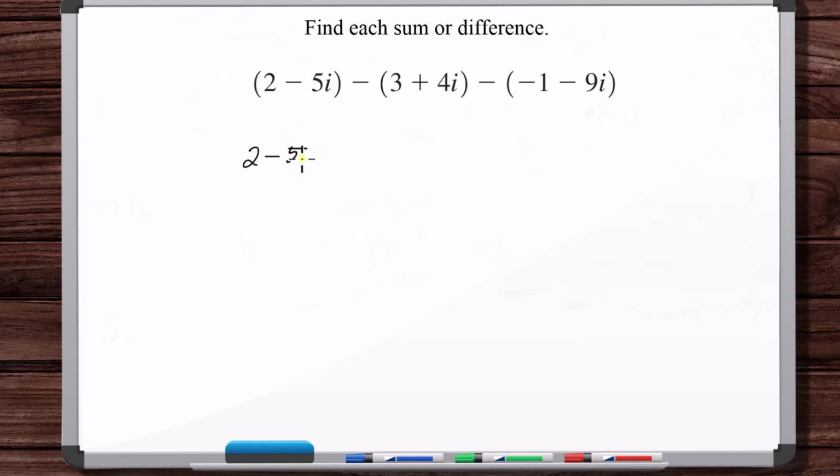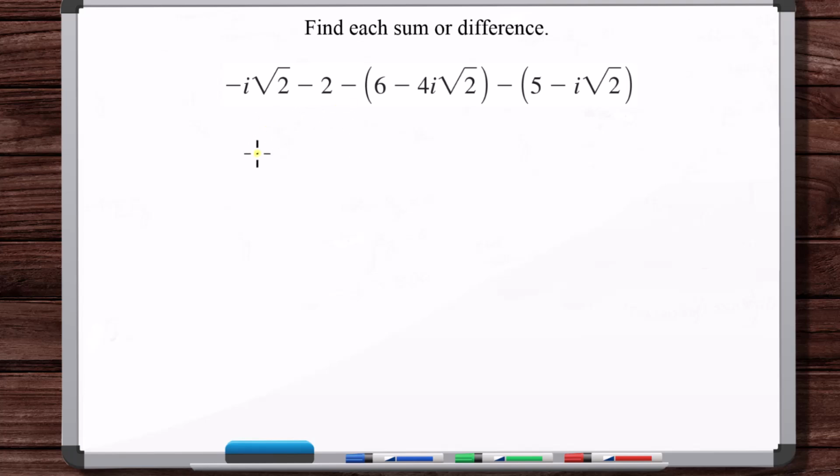2 minus 5i, minus 3 minus 4i, then plus 1 plus 9i. Okay, 2 minus 3 is going to be -1. -5i minus 4i is -9i. Plus 1 plus 9i. -1 plus 1 is 0. -9i plus 9i is 0. This is just 0.